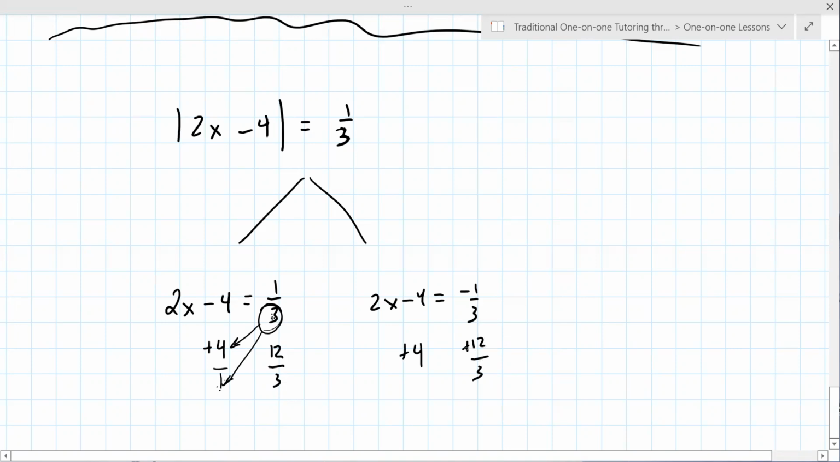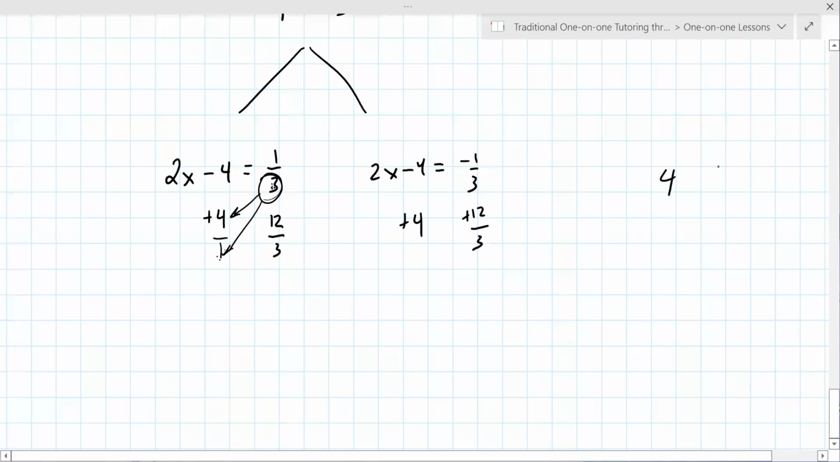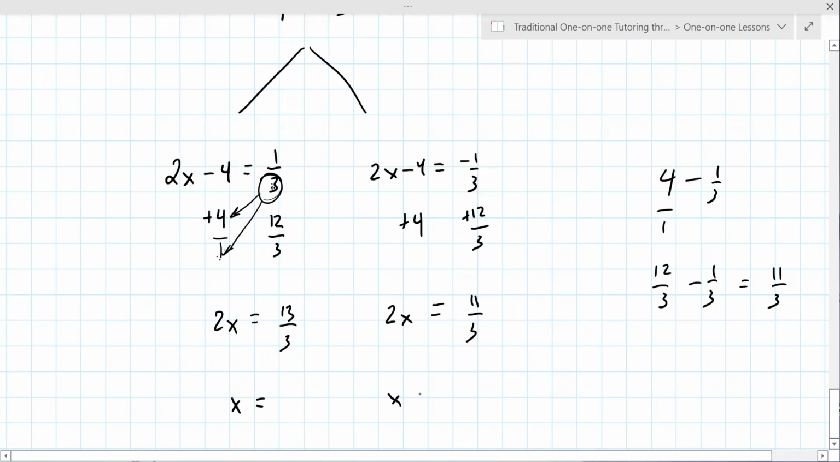It looks a little awkward. I know you want to write +4, but it doesn't help you because then you're writing 4 minus 1/3, and then you're writing what is that, and you're doing a lot of extra writing to get to the same answer. So this is 2x equals 13/3, 2x equals 11/3. Will you solve it from here and give me the two x values, please?